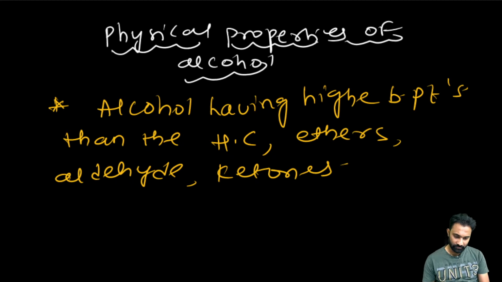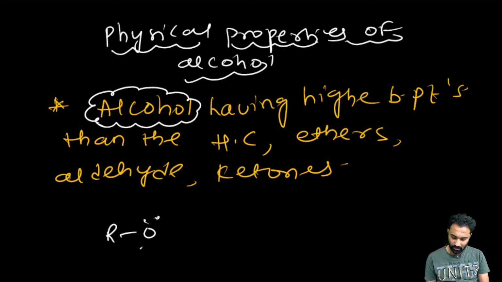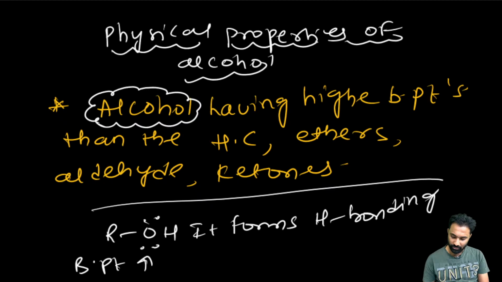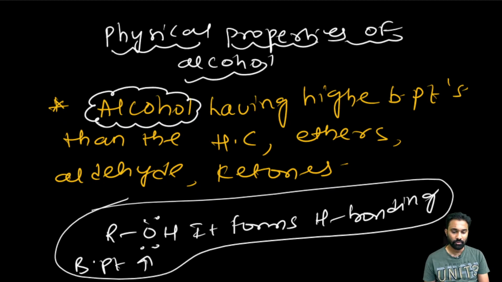Okay, done. See, why do the alcohols have the higher boiling point than the rest? Because these are statement based questions also they are asking. Why? Because alcohol very fastly forms hydrogen bonding. Due to that hydrogen bonding, its boiling point has increased. This is a very key point you have to remember. Due to the hydrogen bonding, alcohol's boiling point will increase. Clear?